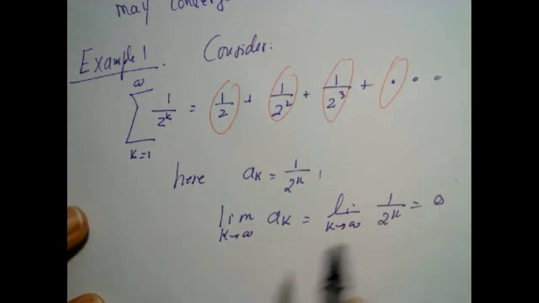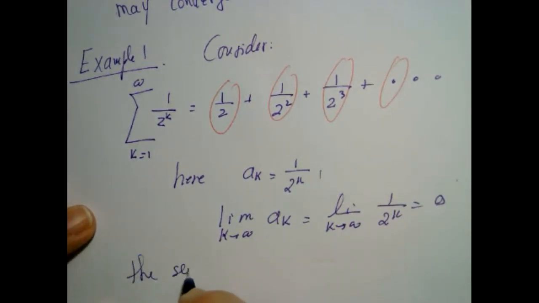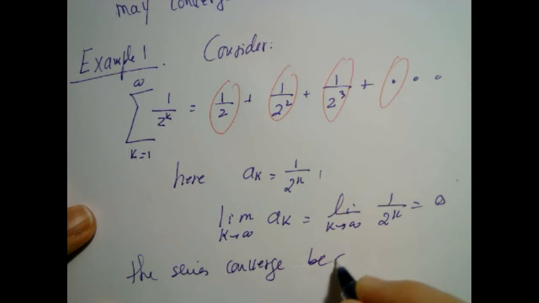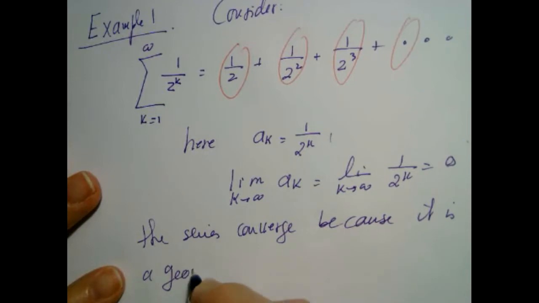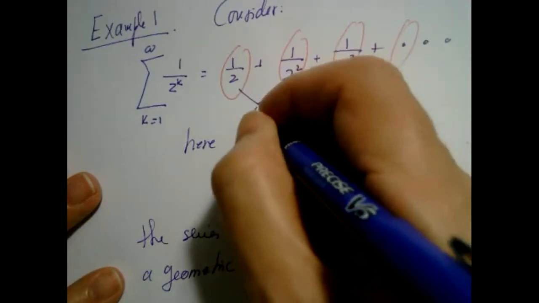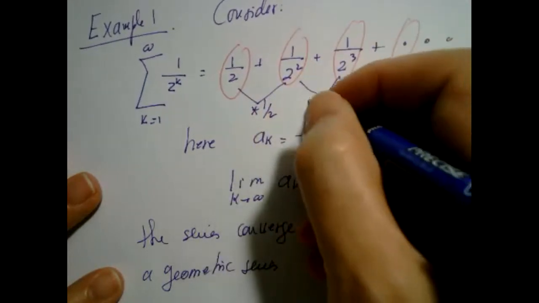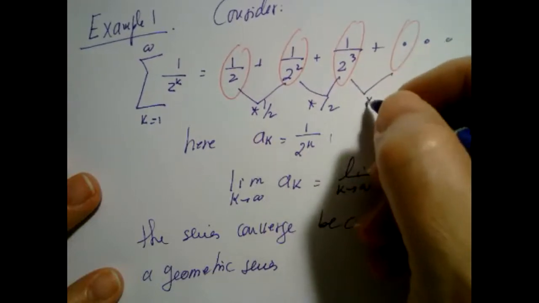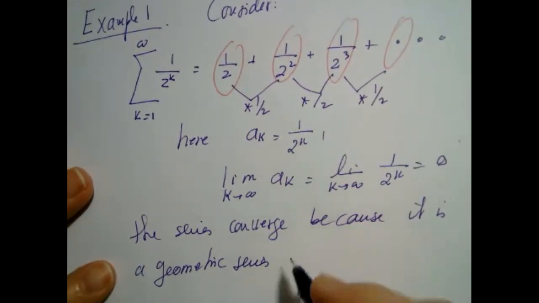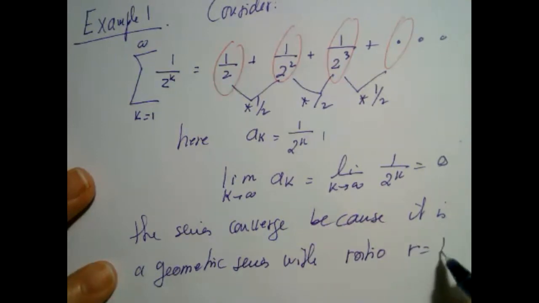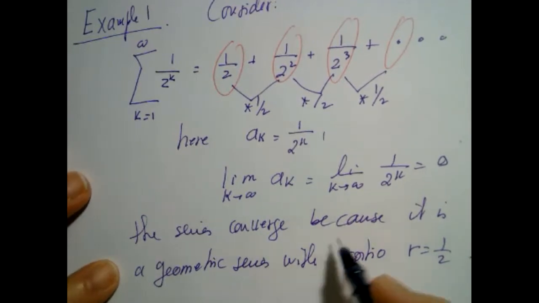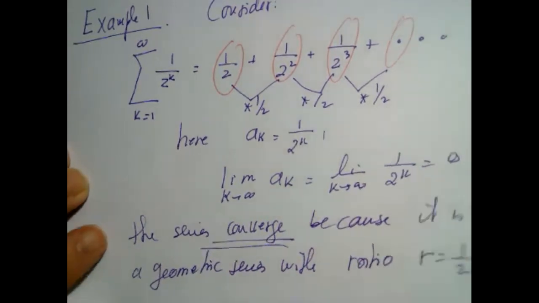So let's write this down. The series converges because it is a geometric series. We're multiplying by a half, multiplying by a half, multiplying by a half. Geometric series with the ratio r equal 1/2. So it converges because it is a geometric series with ratio equal 1/2.